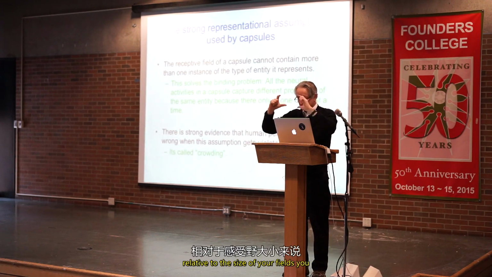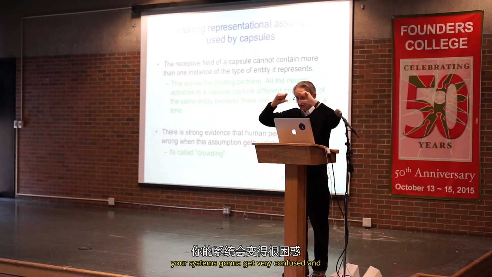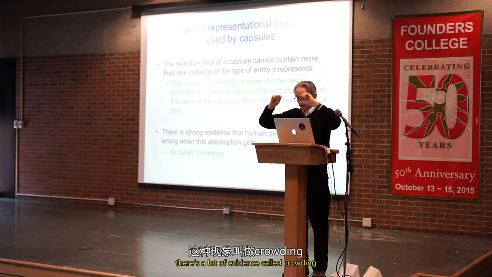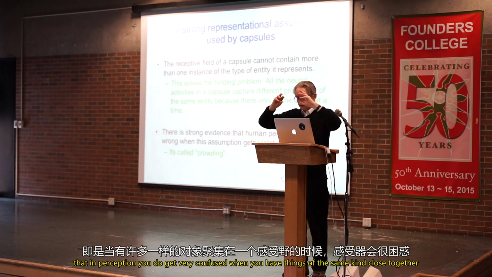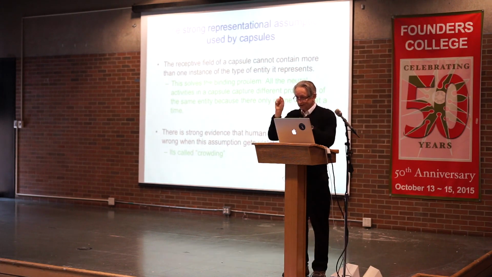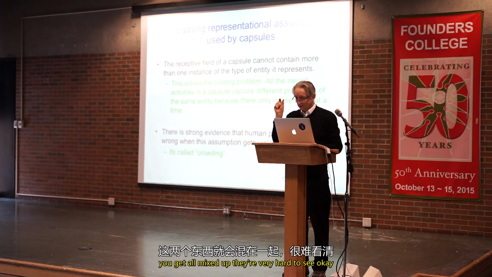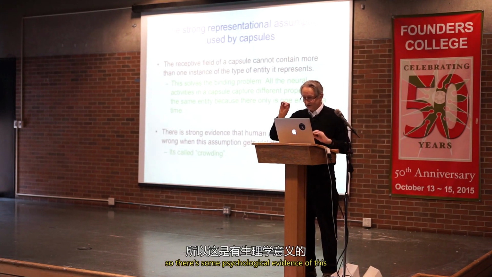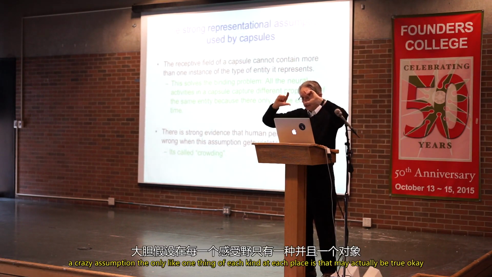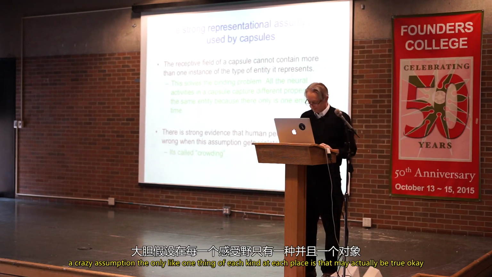A consequence of that is that if you ever do get things of the same kind very close together, relative to the size of your fields, your system's going to get very confused. And there's a lot of evidence called crowding that in perception you do get very confused when you have things of the same kind close together and you can't put your fovea on one of them. So if in slightly peripheral vision you put two things of the same kind close together, you get all mixed up. They're very hard to see. Okay. So there's some psychological evidence that this apparently crazy assumption that you only allow one thing of each kind at each place may actually be true.